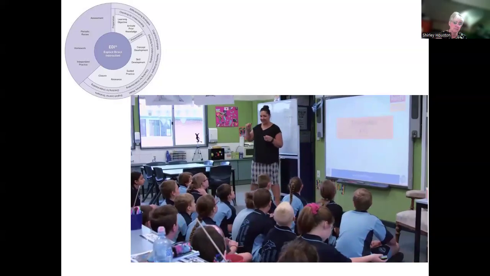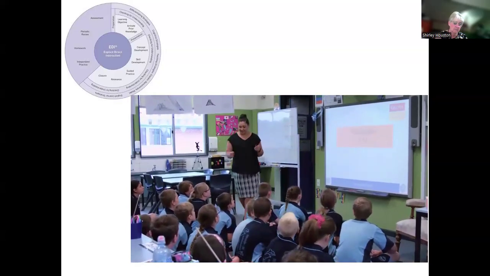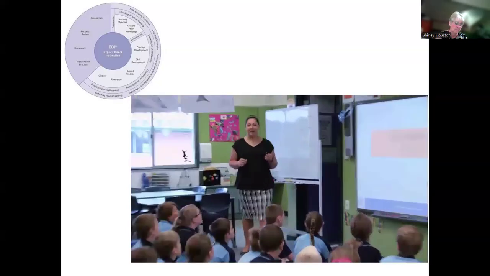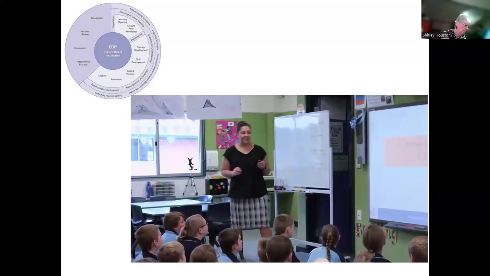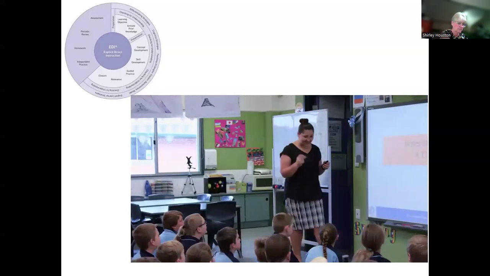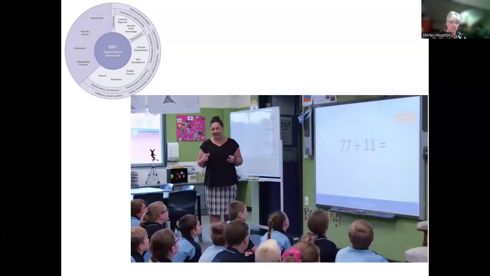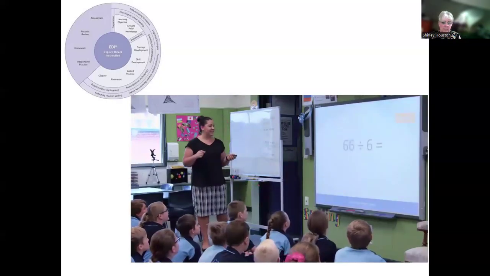Wait for my click for your answer. 2 11s. 22. 2 11s. 22. 5 11s. 55. 10 11s. 110. 10 11s. 110. 5 11s. 55. 6 11s. 66. 77 divided by 11. 7. 66 divided by 6. 11.